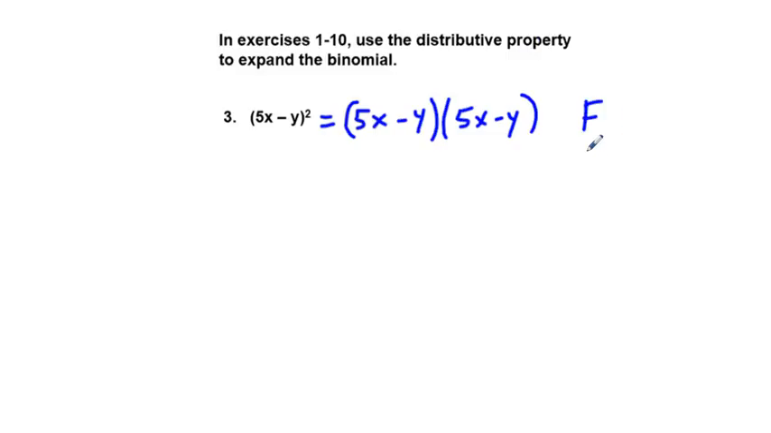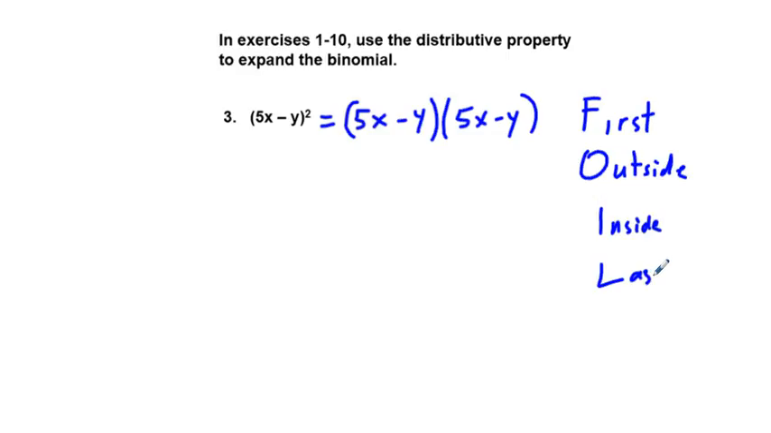FOIL. I don't especially like this method. FOIL is an acronym that stands for first, outside, inside, last. And it's just kind of an in vogue way of using the distributive property.